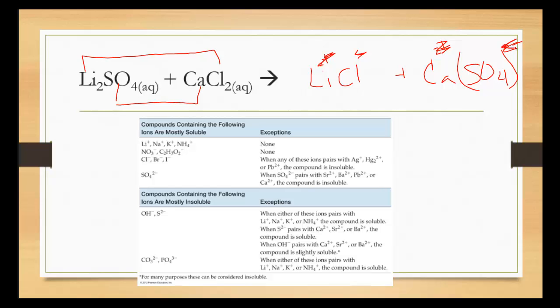From here, let's go ahead and balance the equation just to make sure everything's balanced. We have two lithiums. We only have one on the right-hand side, so we're going to multiply LiCl by 2.